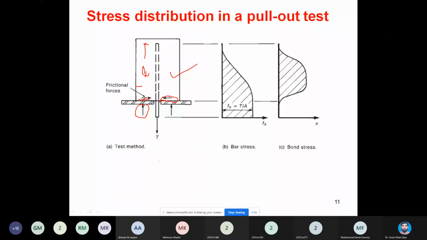In that beam test, you will be deflecting the beam by putting some UDL or point load, and as a result, when the bar is in tension below the neutral axis, the concrete will also be in tension, and then whatever relationships you develop will be close to actual conditions. So based on the beam test, the relationships will be more reliable, and not alone based on the pull-out test can you develop trustworthy relations.